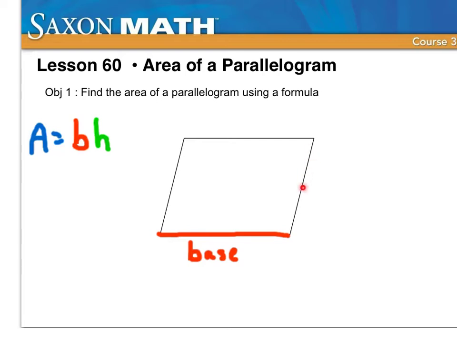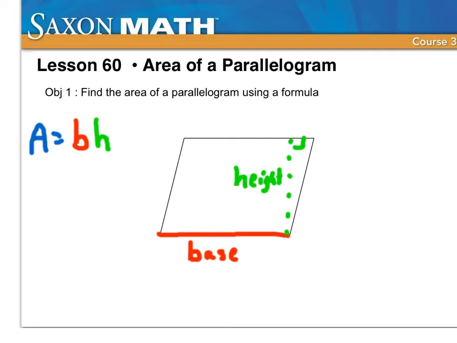Well, if I look at the sides of my parallelogram, these lines don't go straight up and down. They don't form a 90-degree angle with my base here. So our height is going to be an imaginary line that goes straight up and down, to make a 90-degree angle right there. So that is the height.